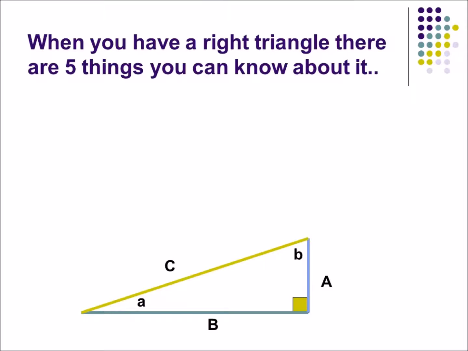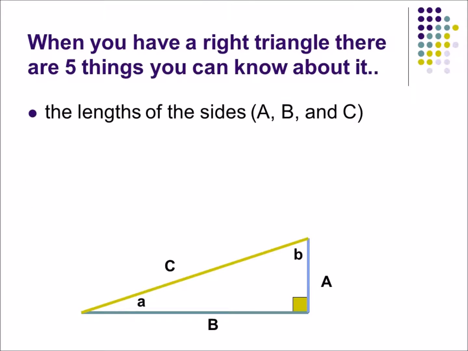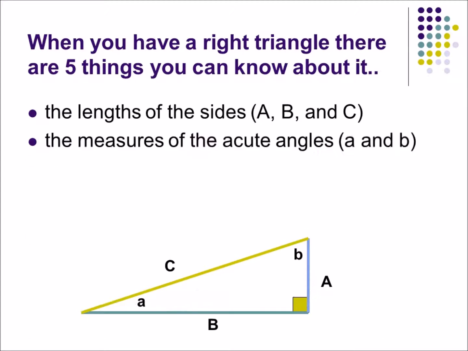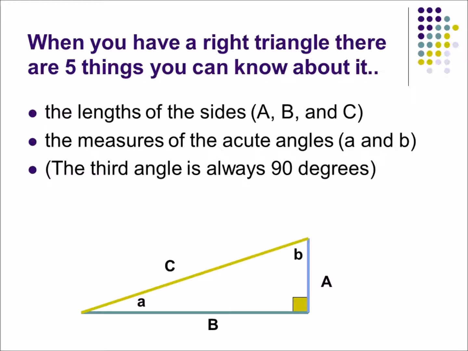Anytime you have a right triangle, there are 5 different things you can know about it. There are 3 different sides: the legs, capital A and B, and the hypotenuse C. Those are the lengths of the sides, the 2 legs and the hypotenuse. There are also the measures of the 2 acute angles, little a and little b. The 3rd angle in the triangle is the right angle, and we know that's 90 degrees. But the other 2 angles are things that we might be interested in knowing, because we wouldn't know them off the top of our heads.